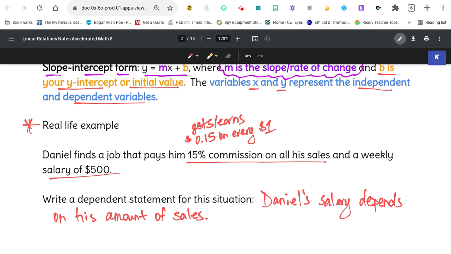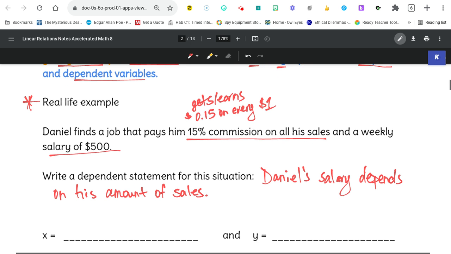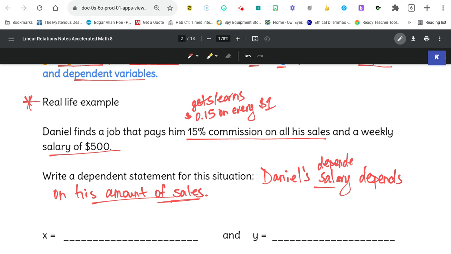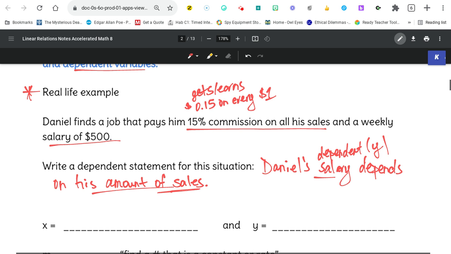So that's what 15 cents commission means. Whatever he sells, he gets to keep 15 cents of it. Okay, 15 cents for every dollar. But his pay depends on the amount of sales. Okay, so we know the salary is dependent then. So your salary is your dependent variable, it's your Y. And then the amount of sales is your X, or your independent variable.